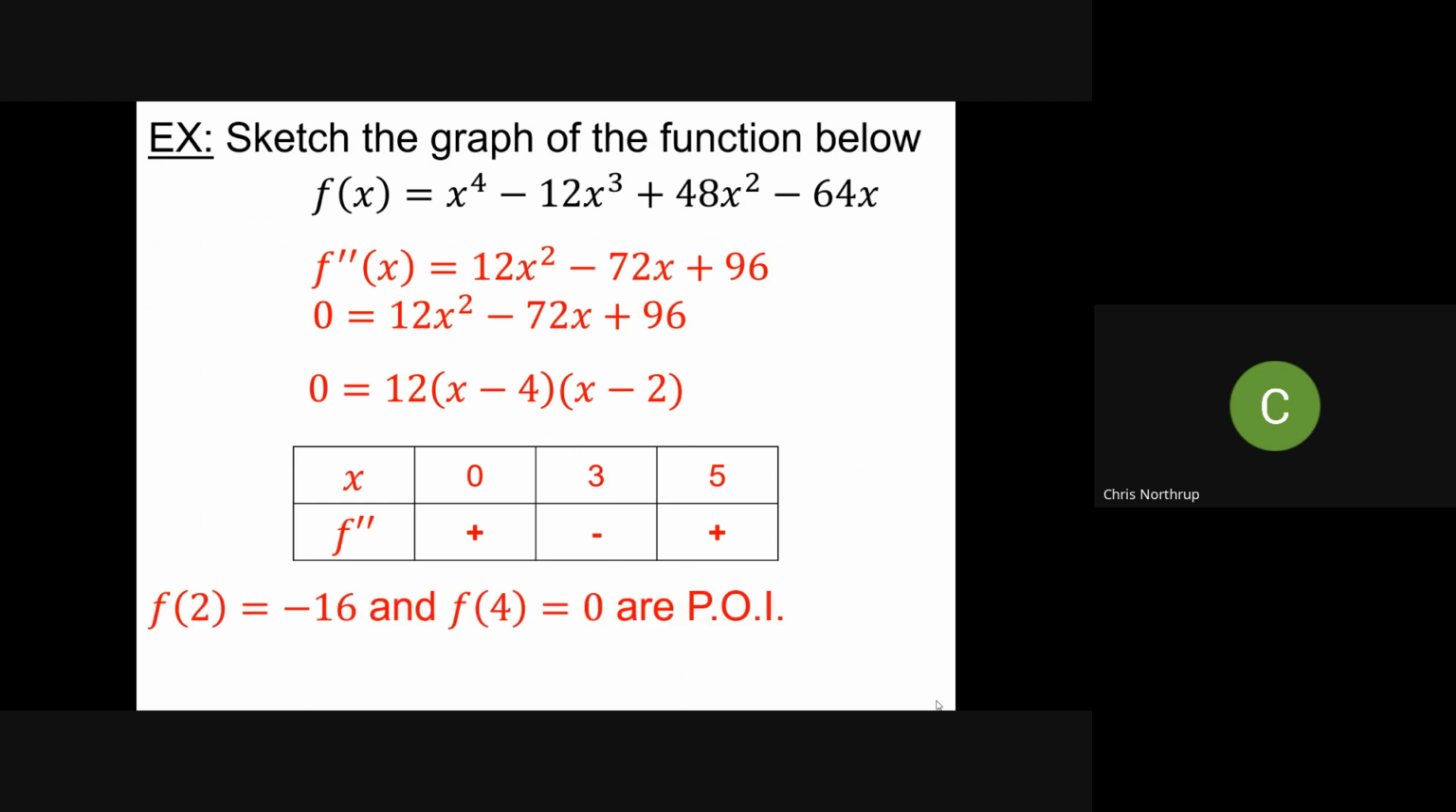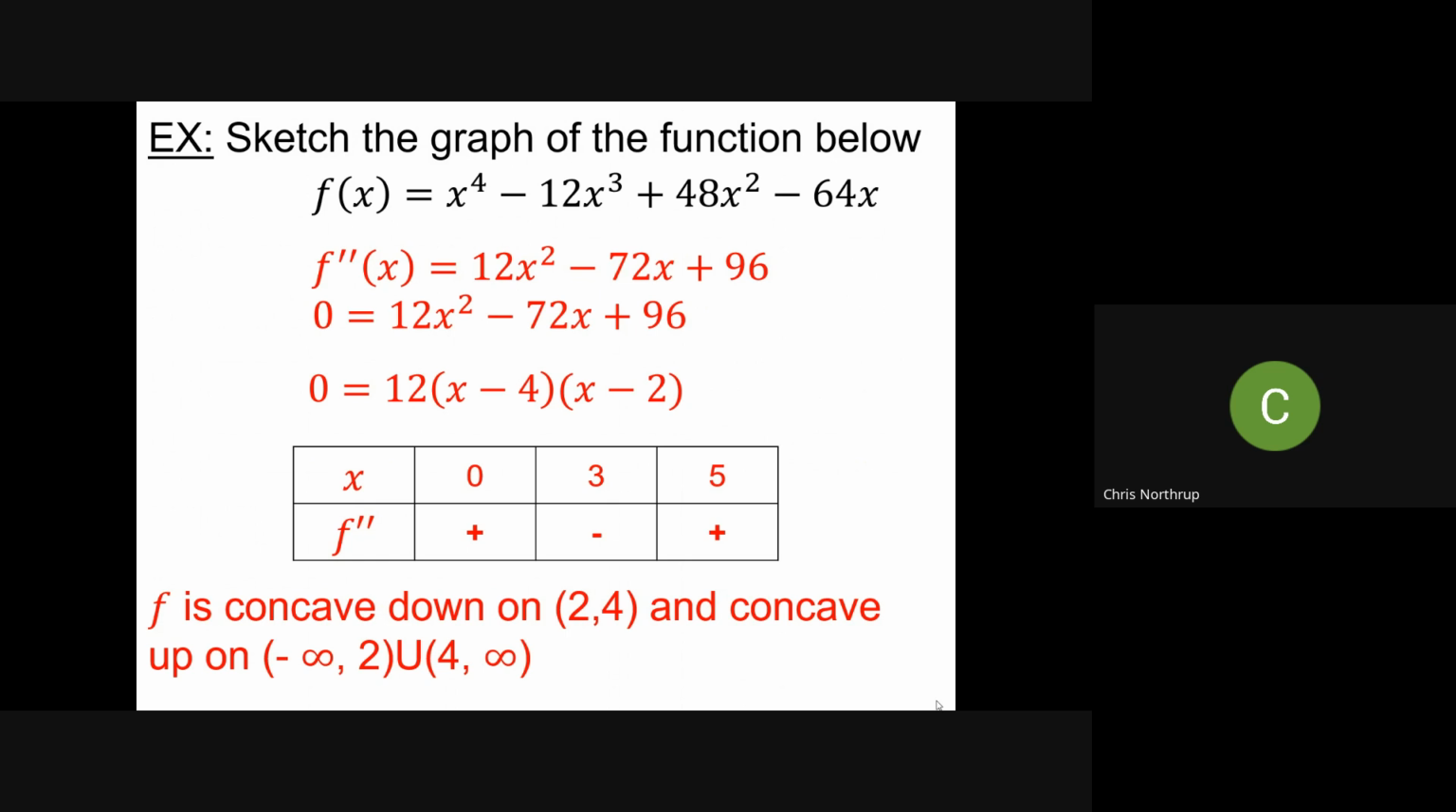So this tells us that we have 2 points of inflection because at 4 and 2, we have changes in concavity. So those y values, negative 16 and 0, those are going to give us the points on our graph where we have a point of inflection. Also notice the concavity I mentioned a second ago. That'll help us graph this thing.